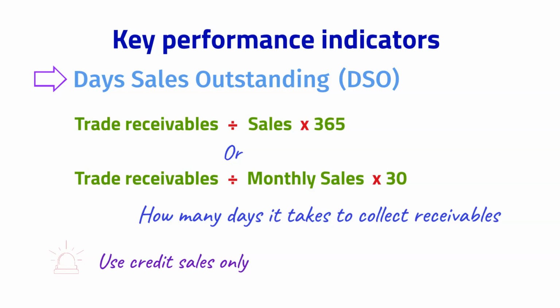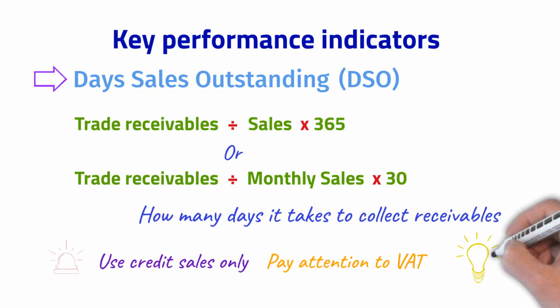And another note, as trade receivables are with VAT and sales are without VAT, ideally you would remove VAT from receivables or add back VAT to sales. But shortcuts are acceptable as long as it is consistent and VAT does not distort numbers a lot.